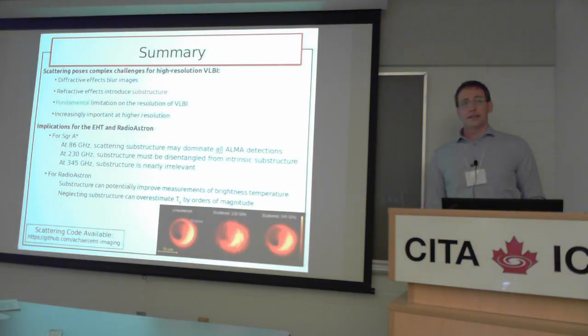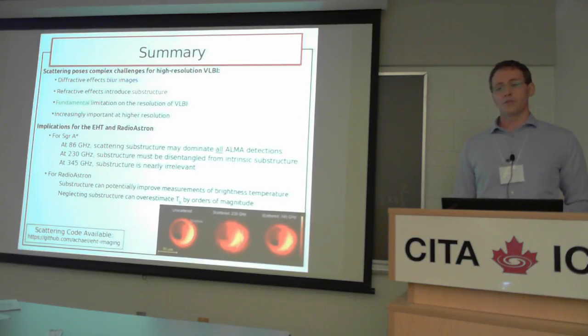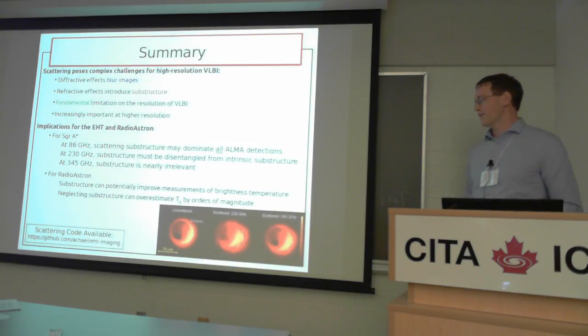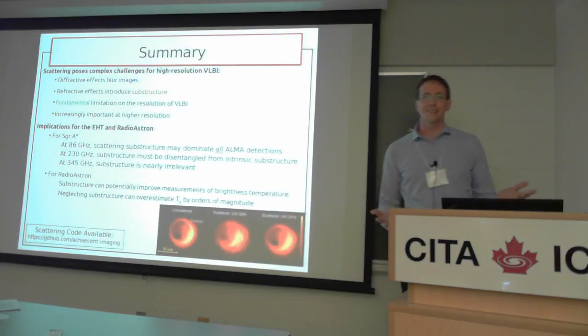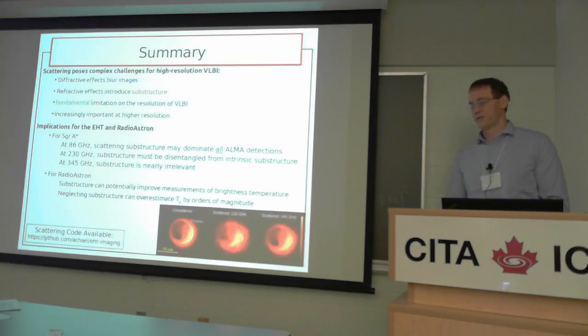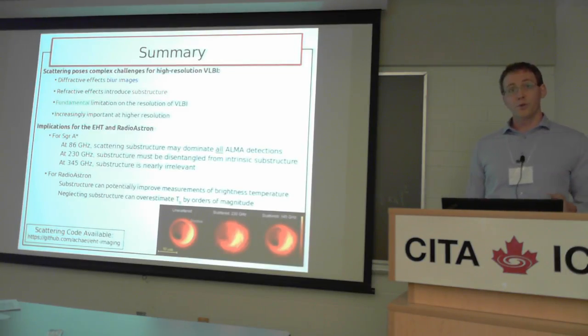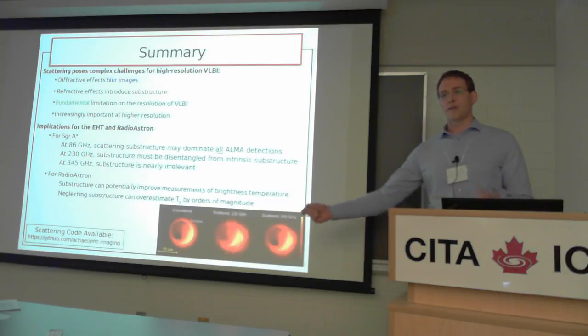For the EHT at 230 gigahertz, substructure is important, and we have to understand how to disentangle it from intrinsic structure. And at 345 gigahertz, you can see a sample image here, the scattering seems to be pretty negligible. So if we can push to higher frequencies, then we may not have to go through all this pain. For RadioAstron, we've seen that substructure can really affect inferences about high brightness temperatures, but it can also improve our ability to make those inferences when you only have a few measurements on a long baseline.